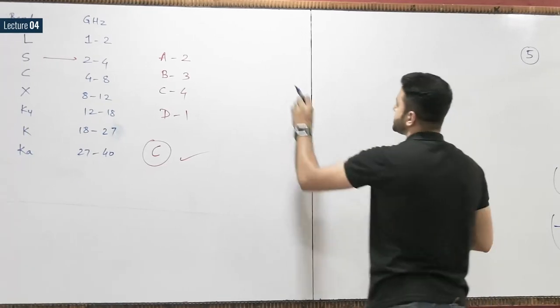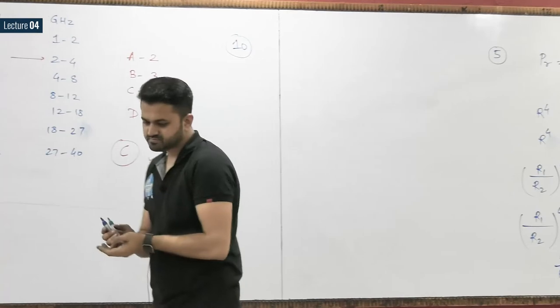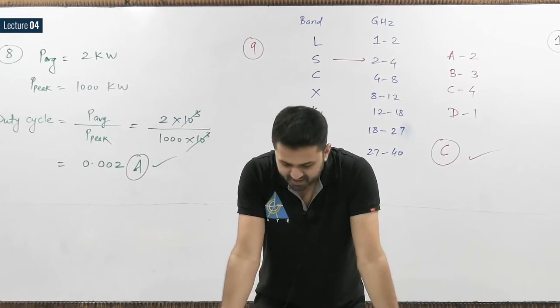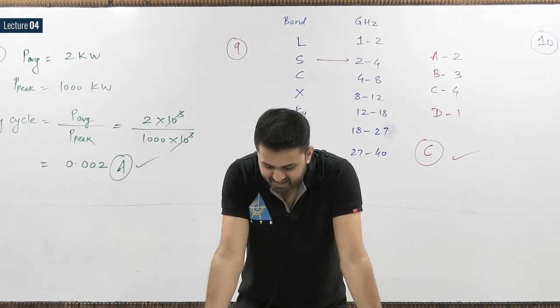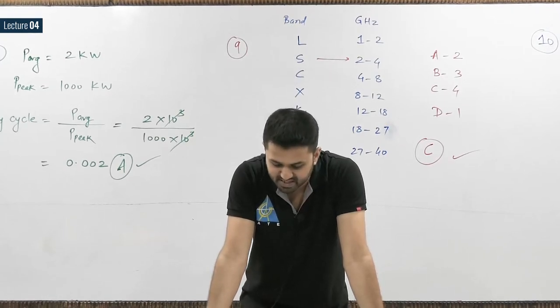Now please read the question. Question number 10. A radar operating at 5 gigahertz uses a common antenna for transmitting and reception. Transmission and reception, we are using the same antenna.